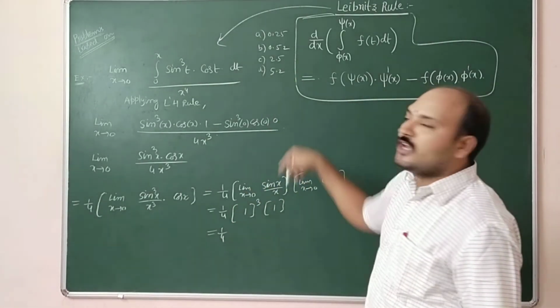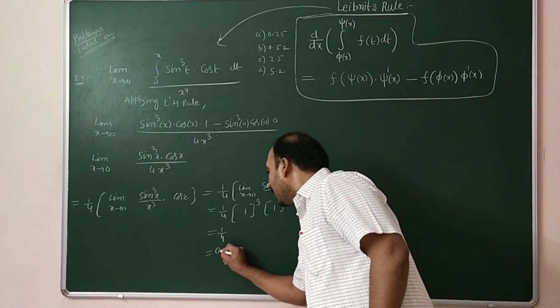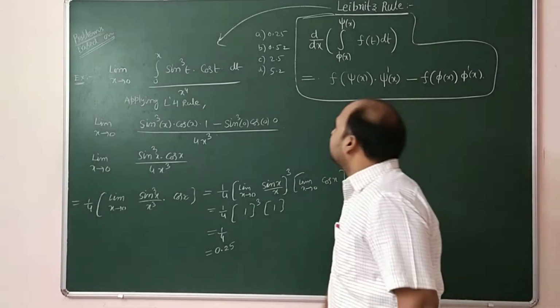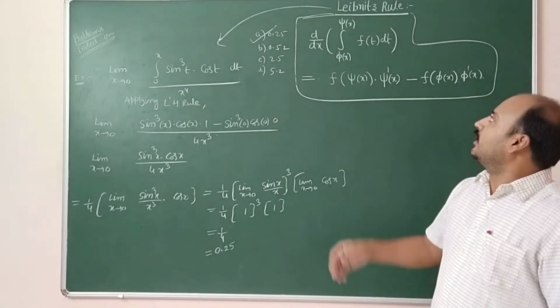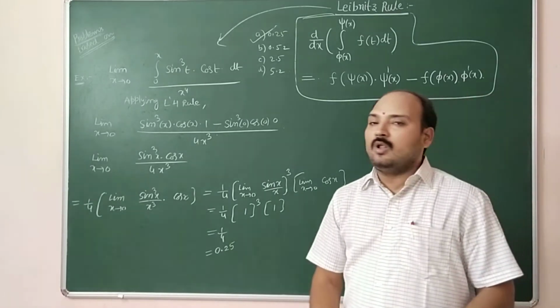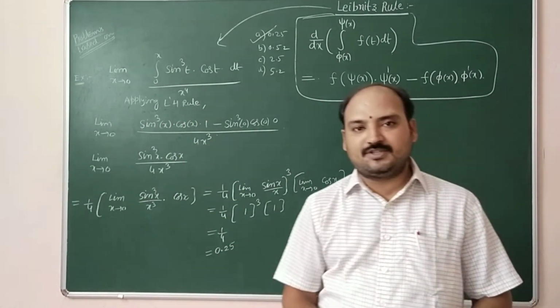But 1 by 4 is not there in the options, they are giving fractional values. So 1 by 4 means 0.25, which is there in the first option. This is the way we can use the Leibniz rule along with L'Hospital rule. It is there in the first year.